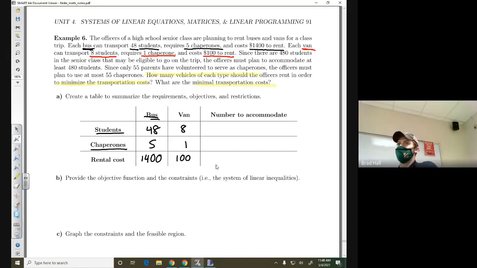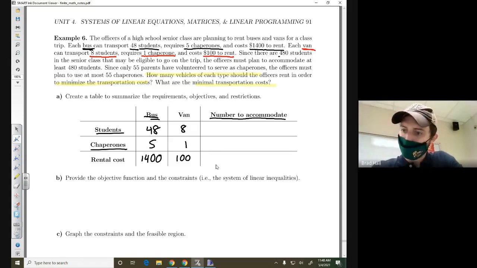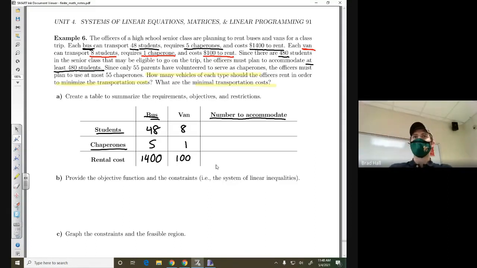And then the number to accommodate seems to be the last column here. As I read on, there's 480 students. The officers must plan to accommodate at least 480 students. The reason why I underlined "at least" is because that will give us the inequality. At least means that our expression could be at the smallest 480, but it can be larger, or greater than, in other words.